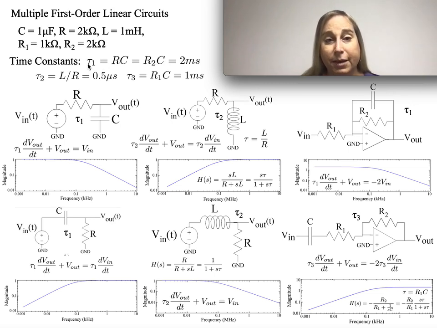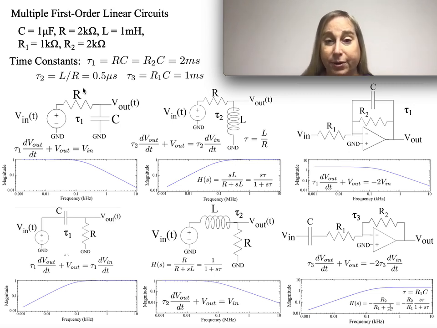So you start off with time constants. One is just RC, which is also equal to R2C in this case, because those are the same resistor values. Those are 2 milliseconds. R1 and C, which we'll use in one place, is 1 millisecond. And tau 2 is L over R, which is due to the inductor and resistance. Remember, time constants for inductances are L over R.